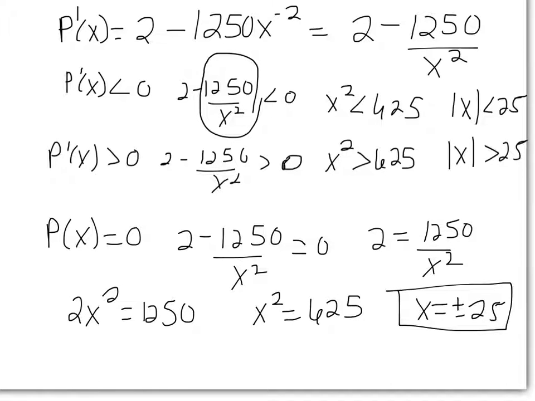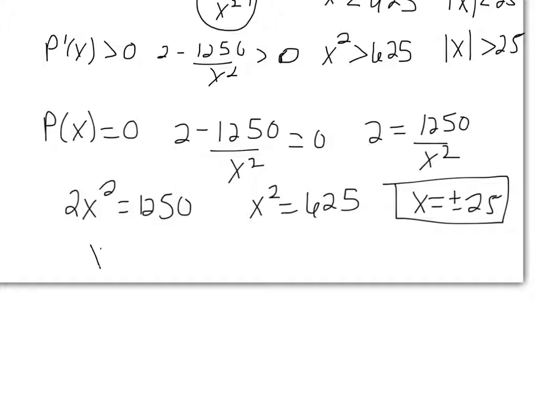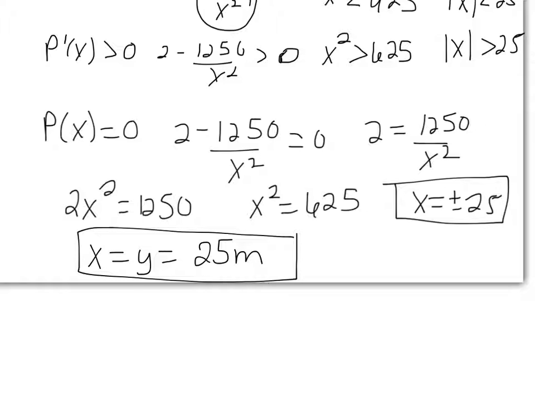And if x is 25 and we plug that back into our original equation, then we know that y also has to equal 25. And that just proved that the square, in this case, would be the smallest possible perimeter.